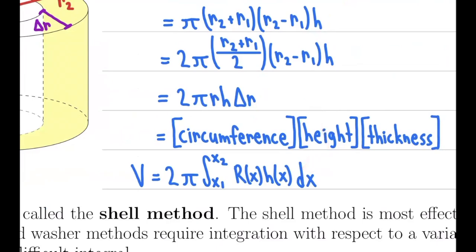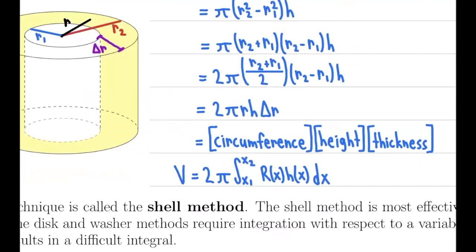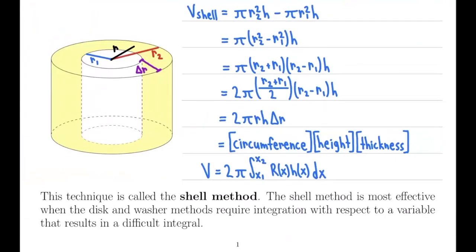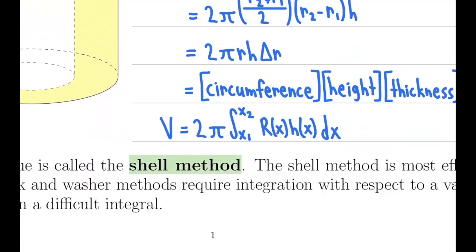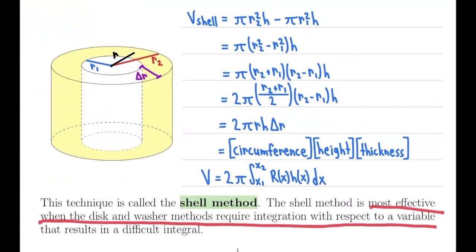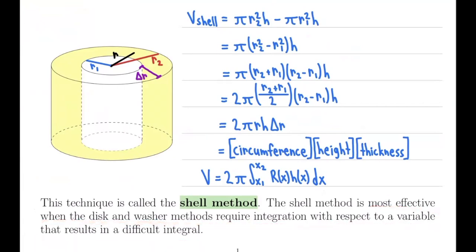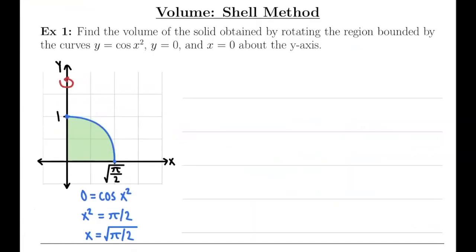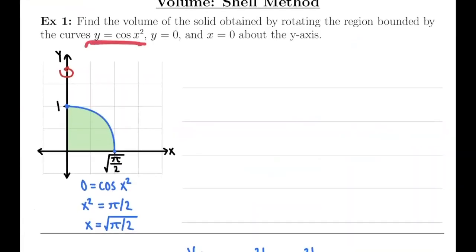I do remember this. Yes. Fantastic. So this technique is called the shell method. That makes sense because it's cylindrical shells. And this method is most effective when the disk and washer methods require integration with respect to a variable that results in a difficult integral. So that's what's happening right here. If I use the disk method, I would have an integral involving inverse cosine, which is not very fun to integrate. So now we don't have to do that.